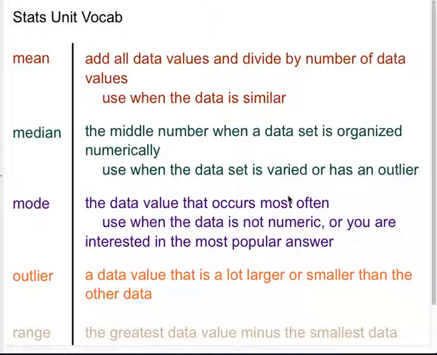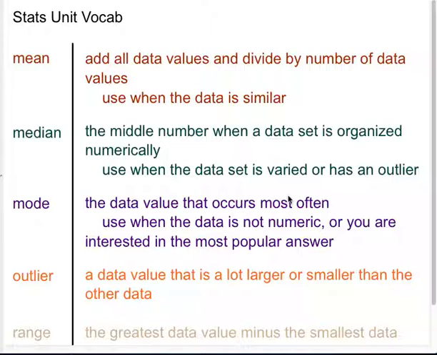The median is the middle number when the data set is organized numerically, meaning smallest data value to largest data value. And this is a good measure of center to use when the data set is either varied or has an outlier. The mode is the data value that occurs most often, and you'll want to use this when the data is not numeric or you're just interested in the most popular answer. The mode technically is not really a measure of center because the mode doesn't necessarily occur in the middle of the data set.